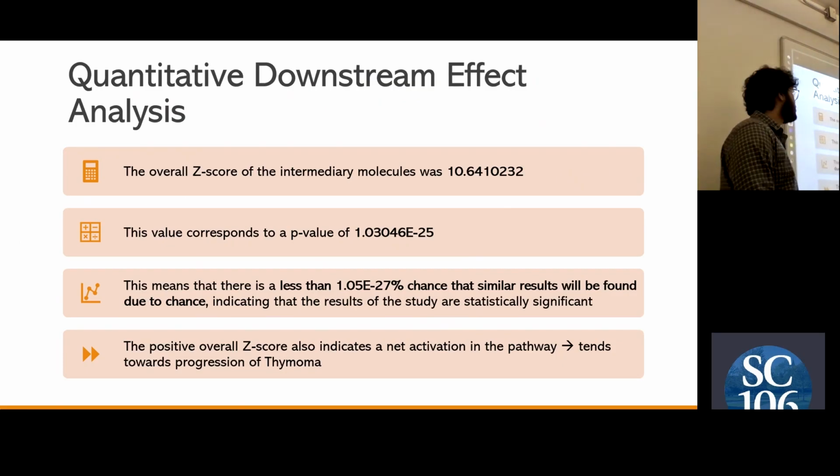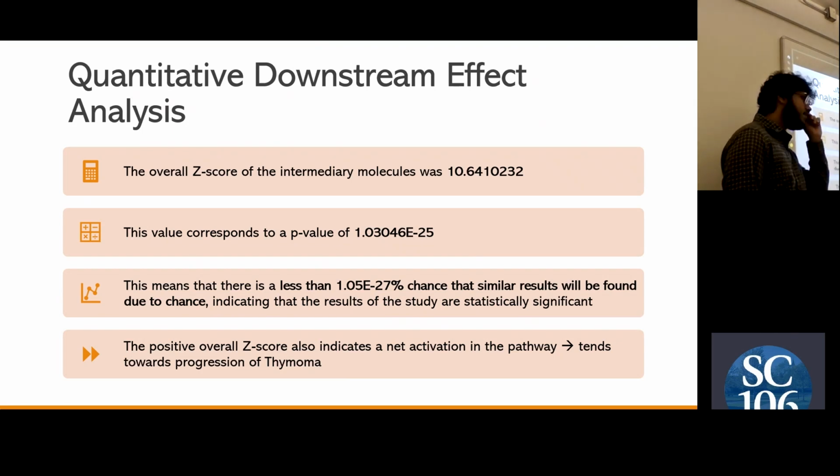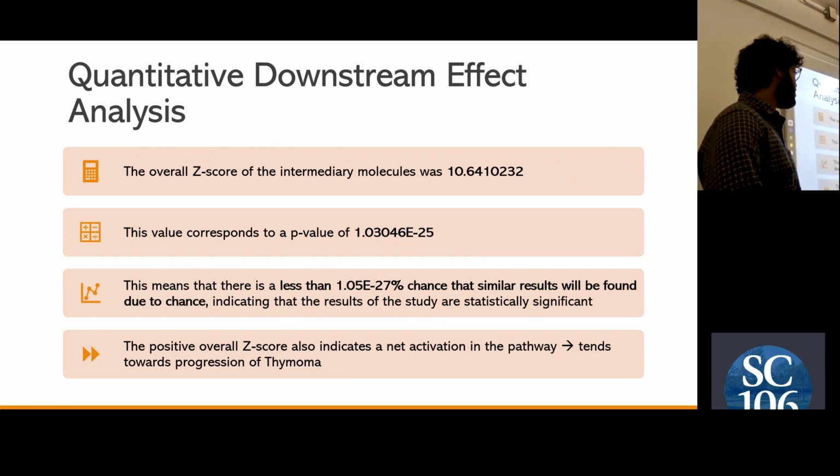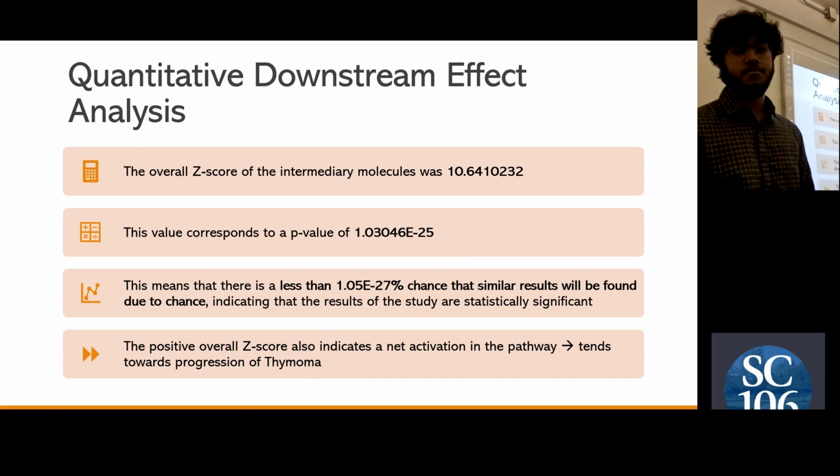So the overall z-score of these intermediary molecules was 10.64, which corresponds to a p-value of 1.03 times 10 to the negative 25. This means that there is a less than 1.05 times 10 to the negative 27% chance that similar results would be found due to chance. The positive overall z-score also indicates net activation in the pathway, or the trend towards thymoma onset.